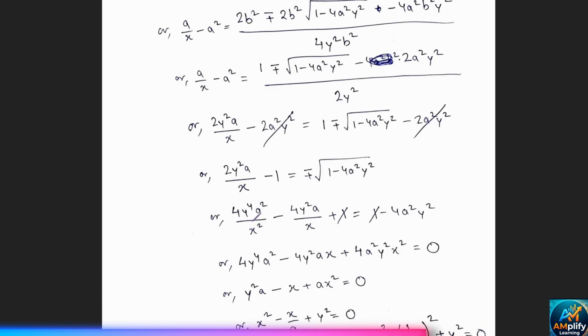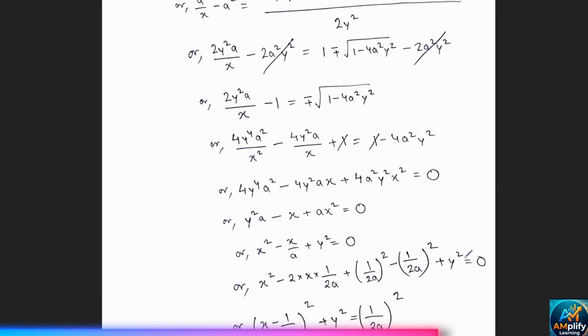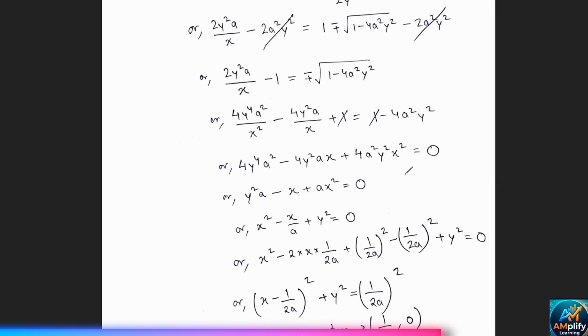So 4y to the power 4 a square by x square minus 4y square a by x plus 1 is equal to 1 minus 4a square y square. So we cancel out 1 and then we solve this equation, right? First of all, we can take 4y square a common, right? And so basically we can divide it by 4y square a. So dividing it by 4y square a, we get y square a minus x plus a x square.